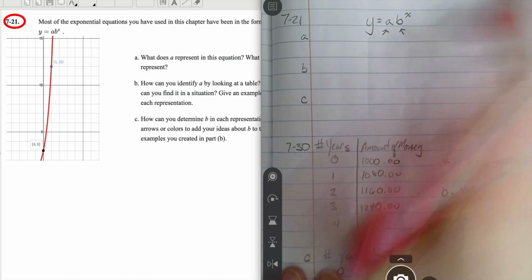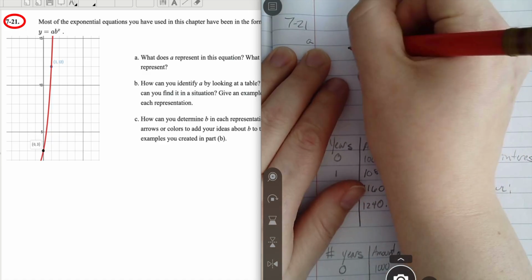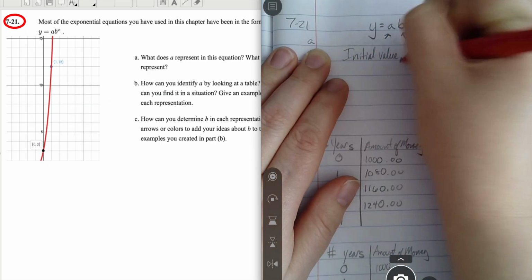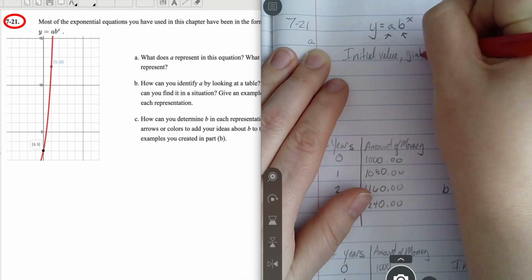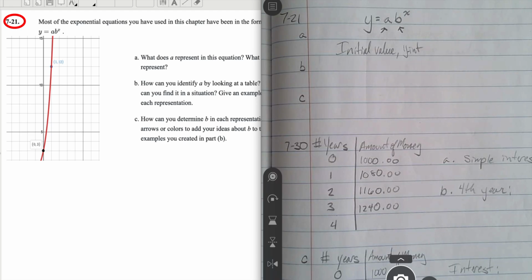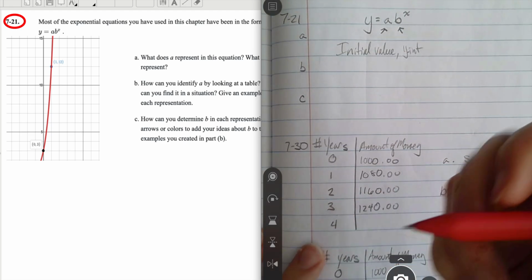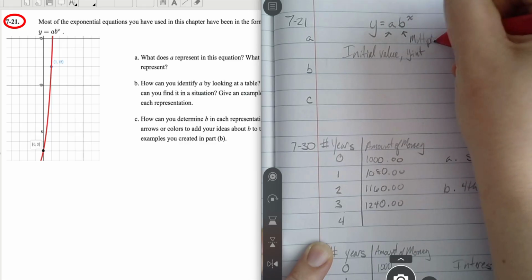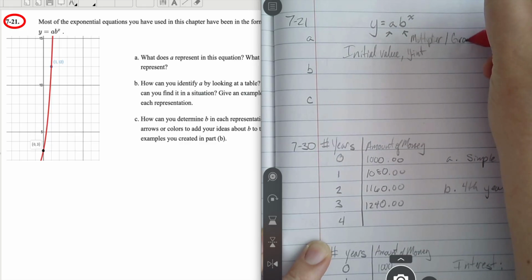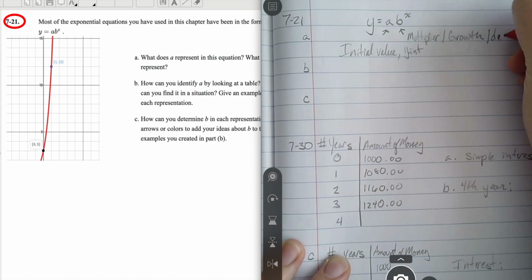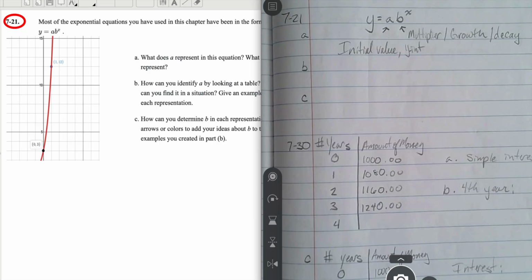And what we talked about in problem 20 is that a is going to represent your initial value, or your y-intercept. Might be another way that we phrase that. And then b is going to represent our multiplier, or our growth. Or, because technically it could also be our decay, so how our equation is either getting bigger or smaller, depending on the situation.